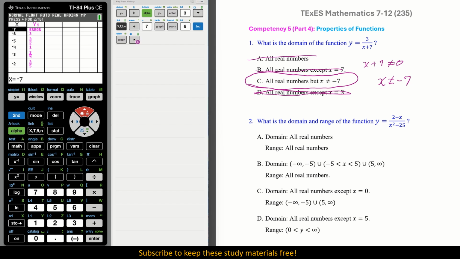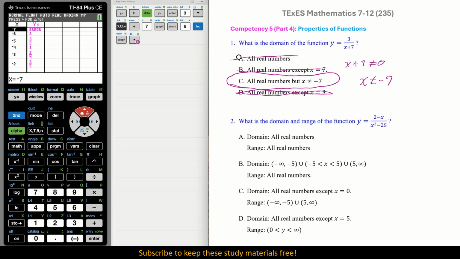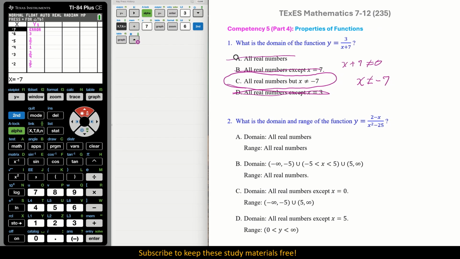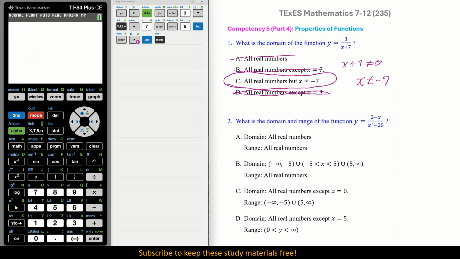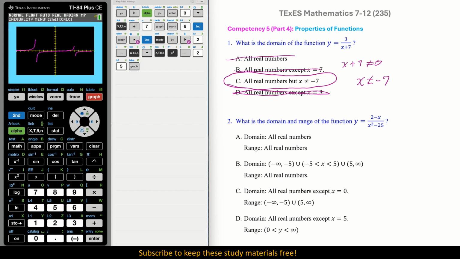What is the domain and range of the function y equals 2 minus x over x squared minus 25? Okay, let's just, again, put it in the calculator. I'm just going to type over. I have 2 minus x, and then x squared minus 25. Okay, let's graph that.